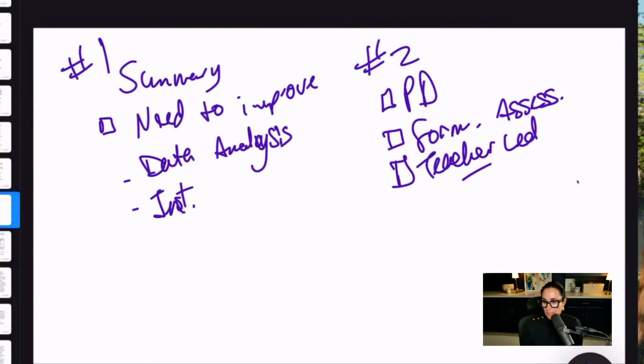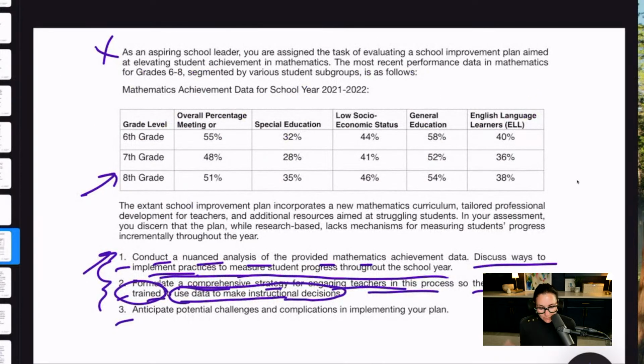And again, my handwriting's terrible, so will yours be. You got 18 minutes. Just quickly map this out. Just thinking in terms. I haven't even read the prompt yet. 3, anticipate potential challenges. Oh, this is easy. Potential challenges. What are always the potential challenges? Money, time, and buy-in, right?